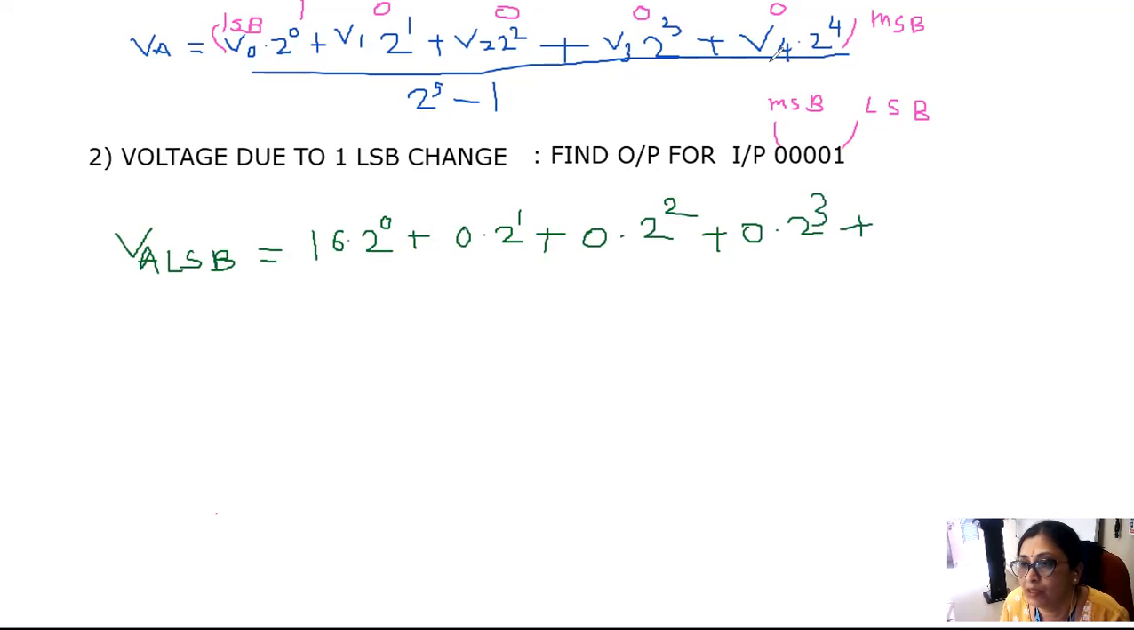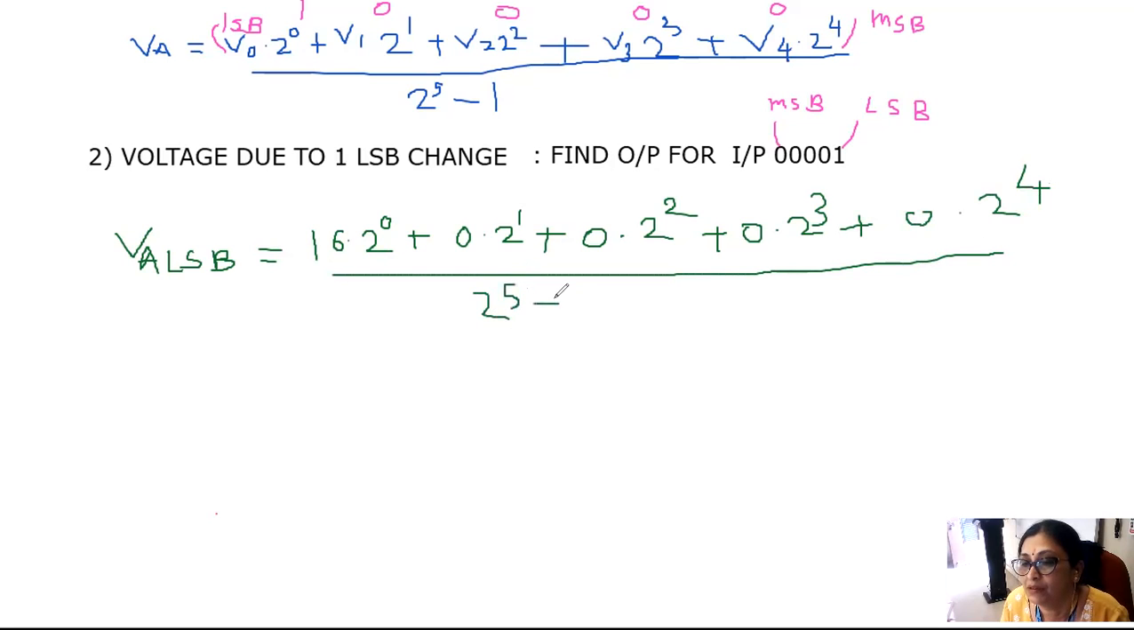plus MSB is also 0. Therefore, this is 0 into 2 raised to 4. And this whole divided by 2 raised to 5 minus 1. It will remain same. Okay. Now let us simplify this.